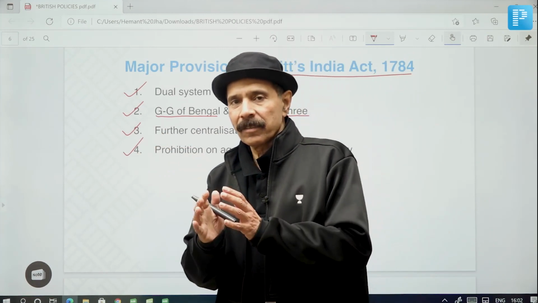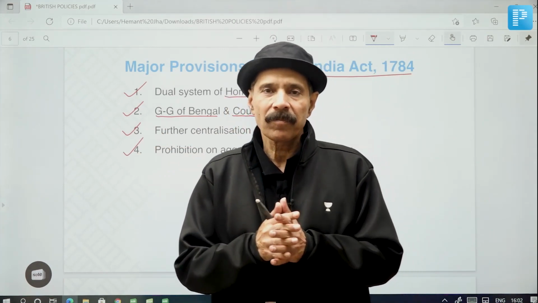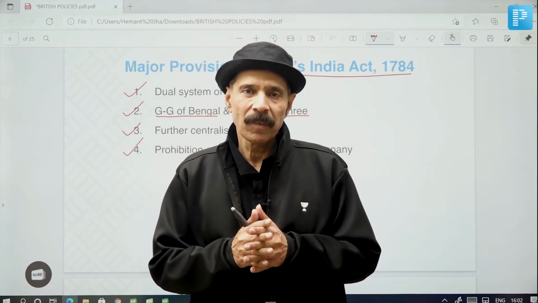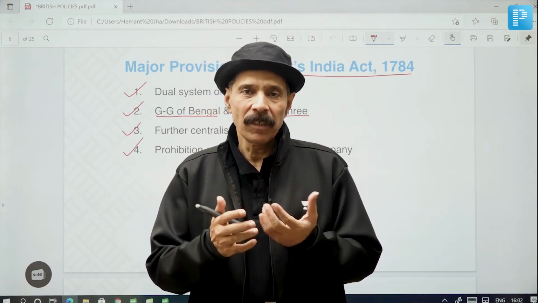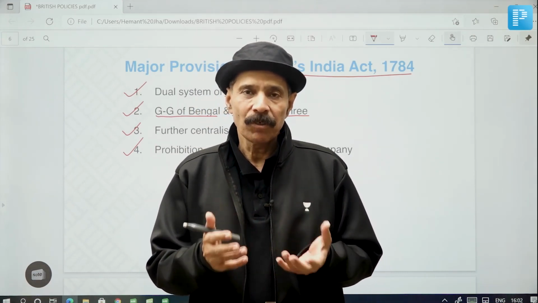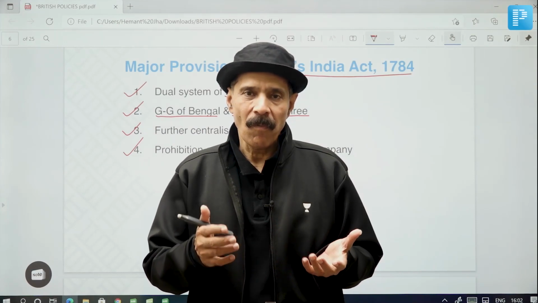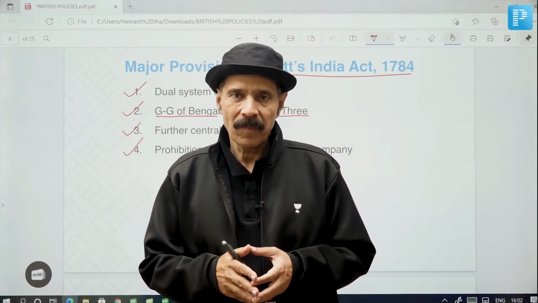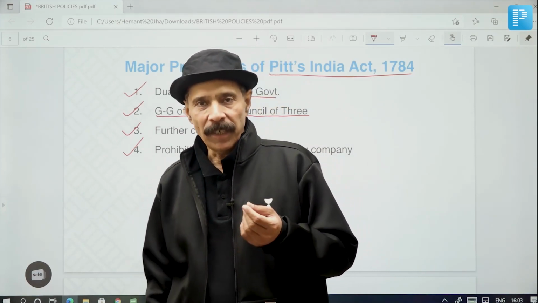So this act has a provision, and this provision put a check on aggressive wars. In fact, there was a direction given to the company in this act that the company should not embark on the policy of wars and expansion. Now moving on to the next one.